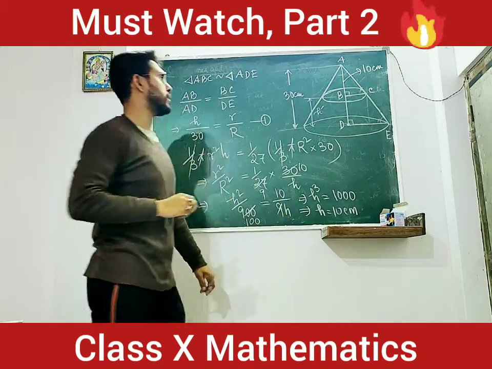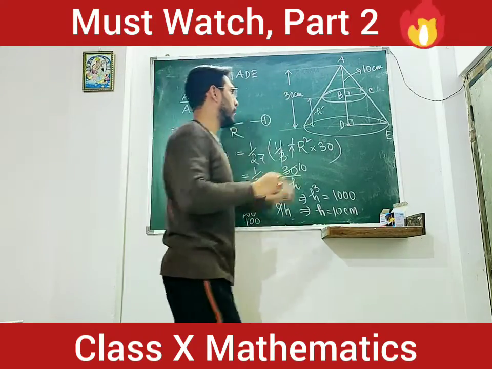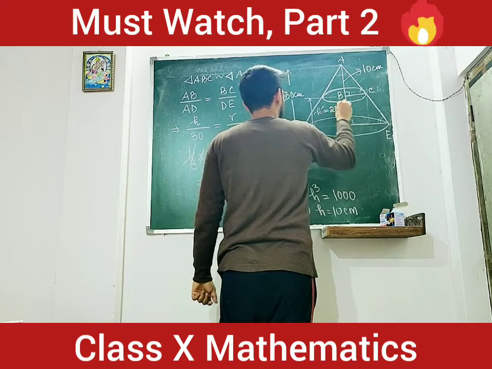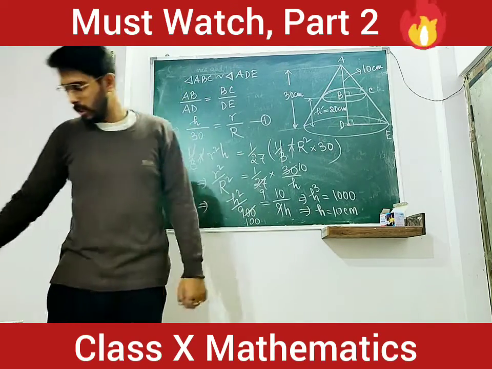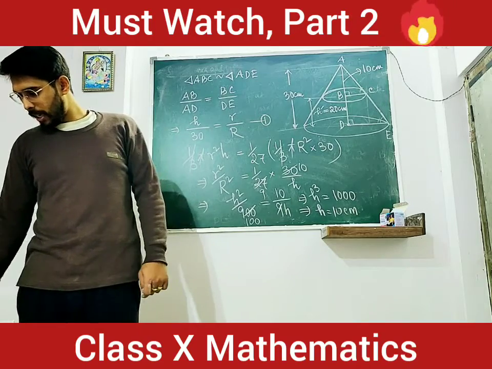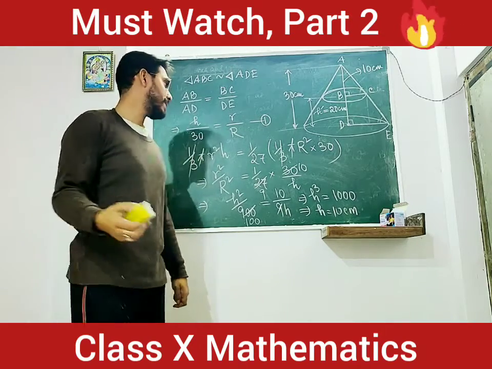Now it's very easy. So if this is 10, this is 30, so what is going to be the remaining height is 20 centimeters. So that is the answer to this question. Right? So the next topic is from statistics.